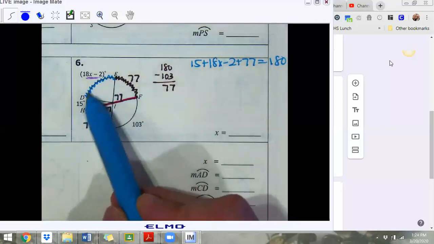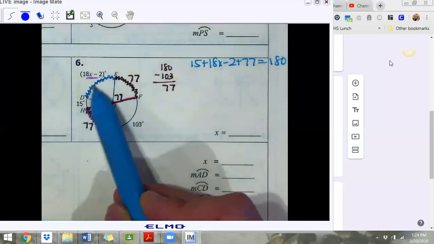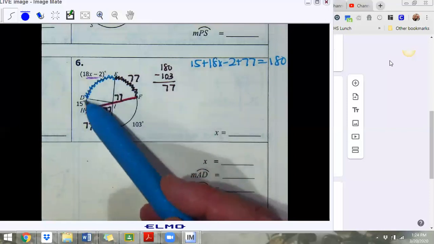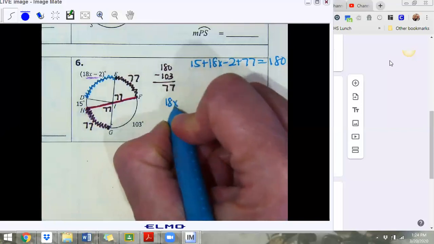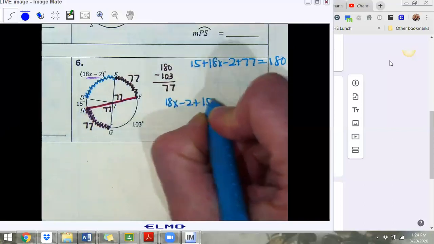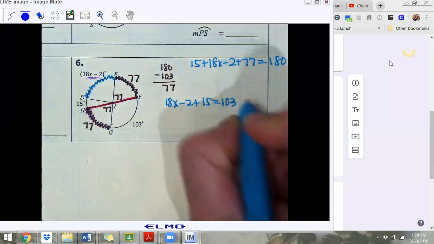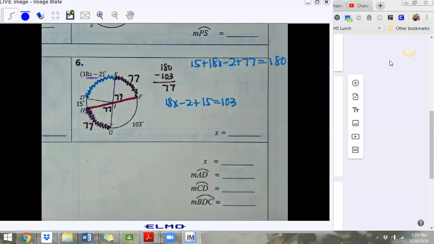This angle here doesn't equal 103, but doesn't both of these together equal 103? Yeah. So another one you could have done is 18 minus x plus the 15 equals 103. Another one you could have done. I don't care which one you do, go ahead and solve it.